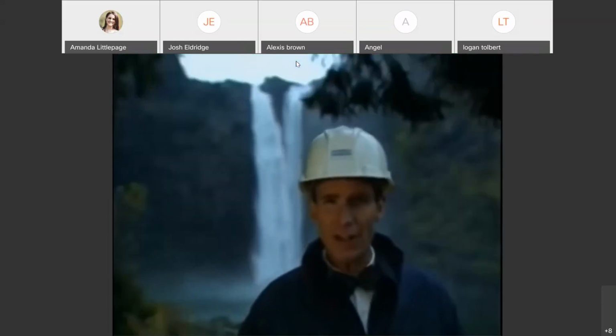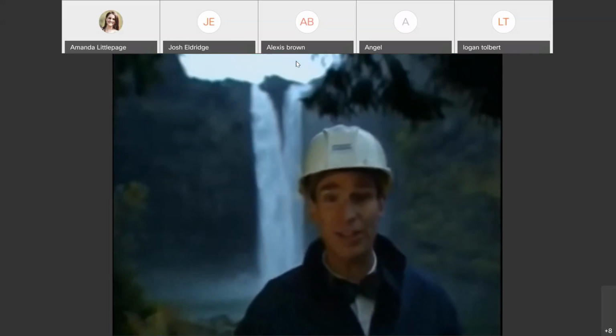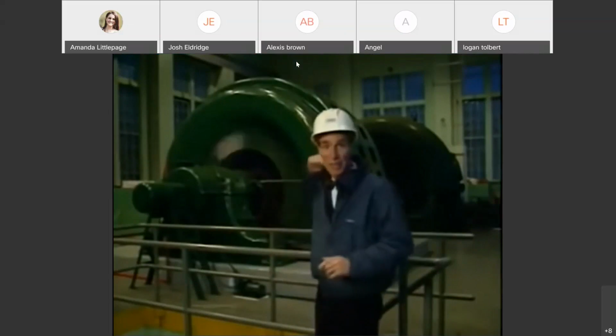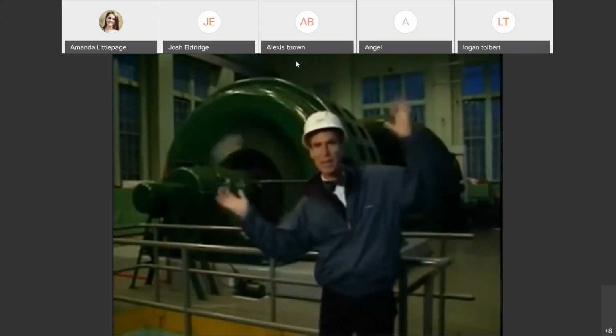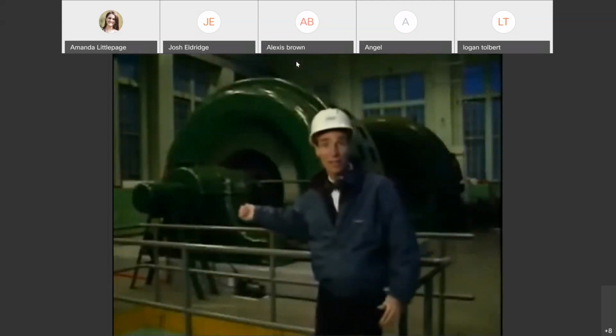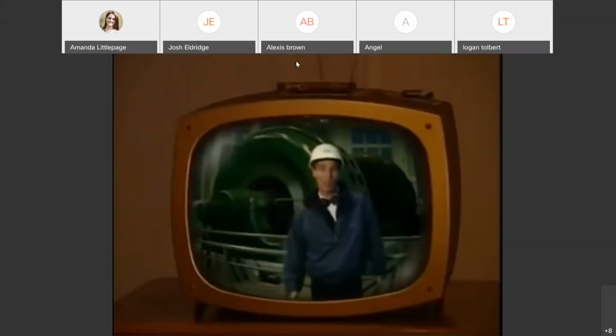We can use the energy of falling water to make electricity. The falling water spins a giant turbine. It's like a big paddle wheel. And that runs an electric generator that makes electricity so you can watch the show.